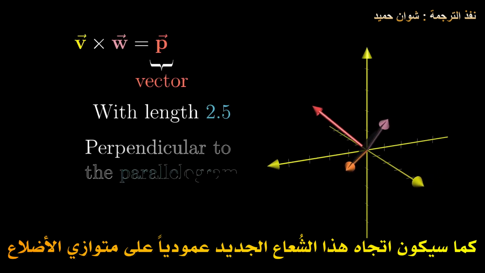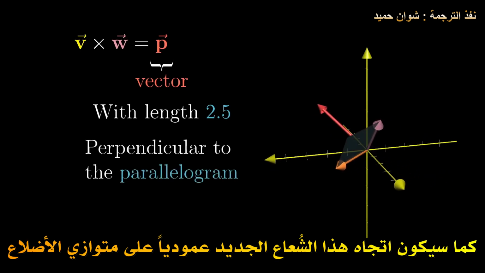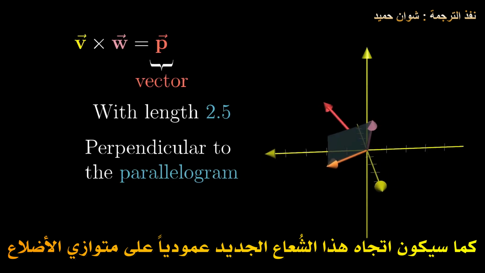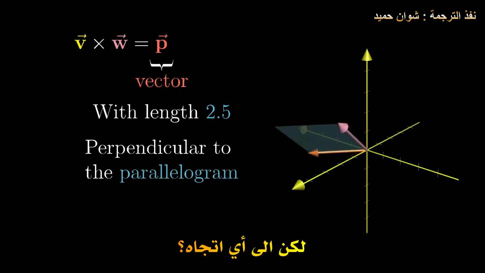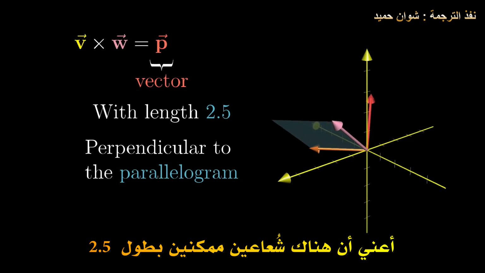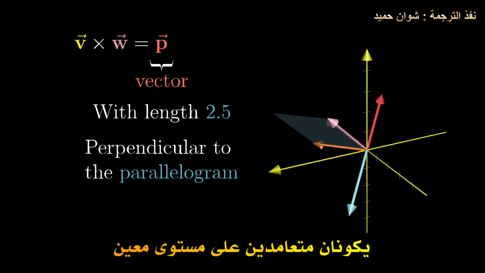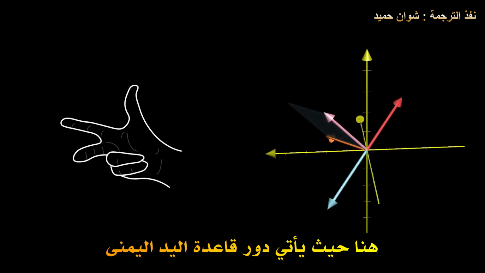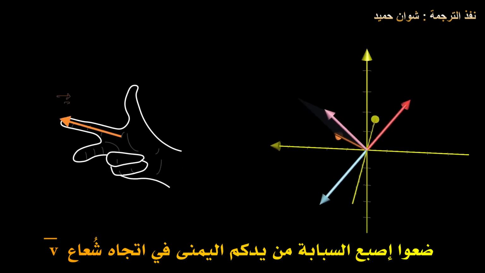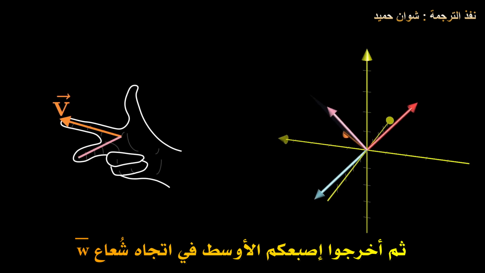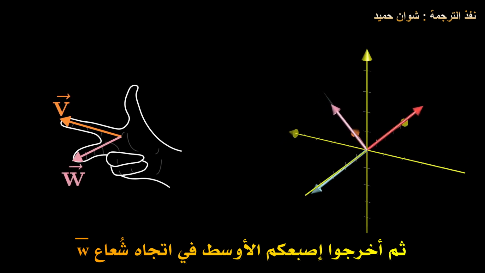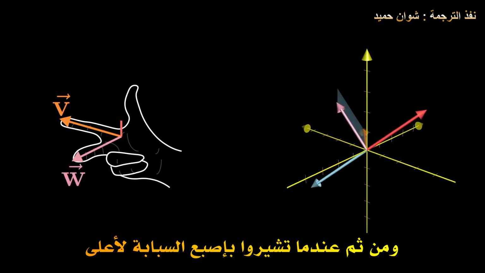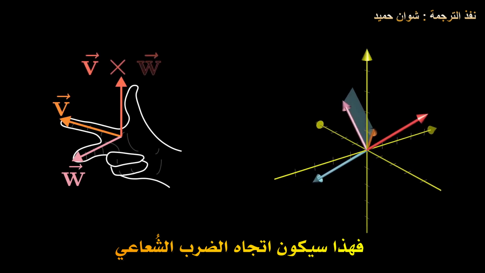And the direction of that new vector is going to be perpendicular to the parallelogram. But which way, right? I mean, there are two possible vectors with length 2.5 that are perpendicular to a given plane. This is where the right-hand rule comes in. Point the forefinger of your right hand in the direction of v. Then stick out your middle finger in the direction of w. Then, when you point up your thumb, that's the direction of the cross product.